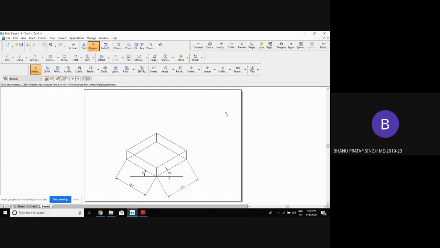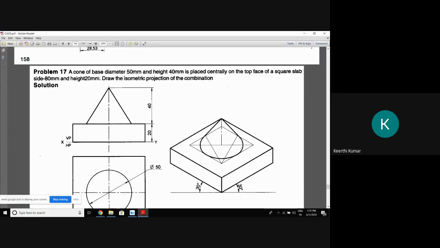Sir, what will be the length of the vertical lines? The length of the vertical line is equal to the height of the slab. You see the question. The base of the slab is 80 mm. Height of the slab is 20. You can see in the figure, 20 mm height. Means this height should be 20. But it is isometric, so 20 into 0.8164. Only for a sphere, I'll not multiply with 0.8164. Except the sphere, I'll multiply 0.8164 for all.